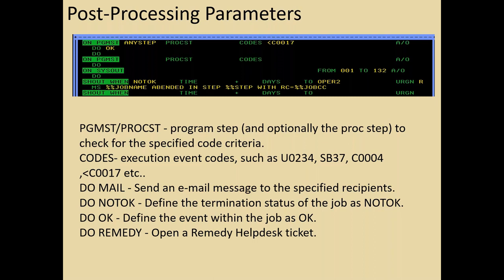See, on program, in the screen it is showing on PGMST any step. There if you give a step such as JS006, suppose JS006 is your job step, and you have coded here less than condition code of 17, your program will execute if it gets a condition code less than 17. That particular step will execute.